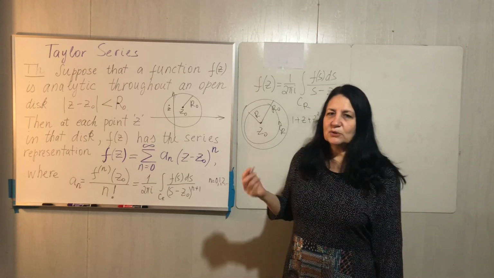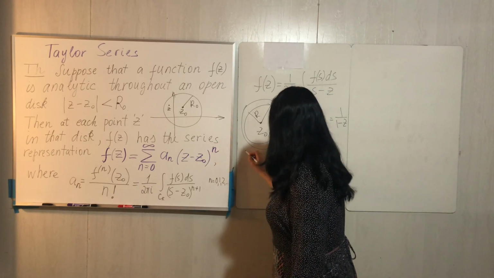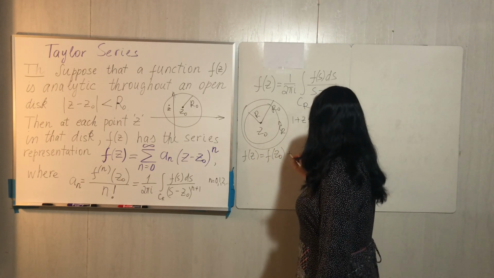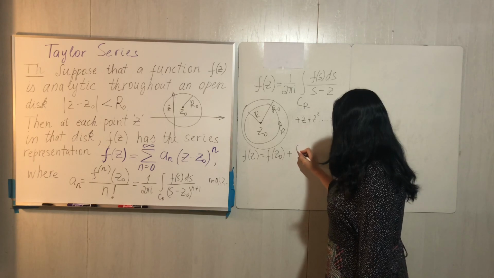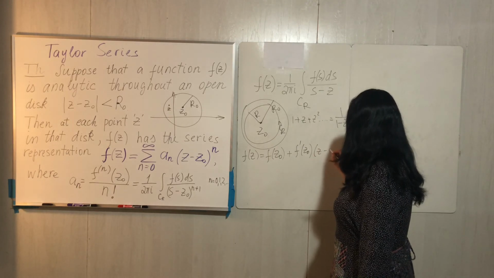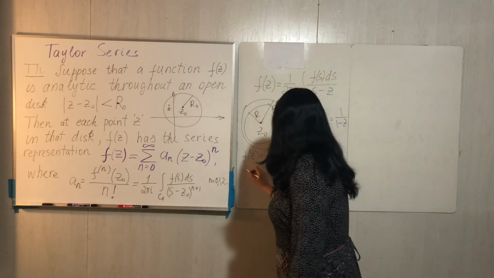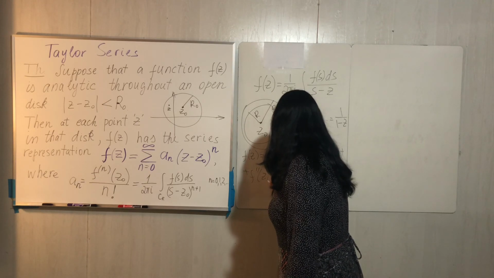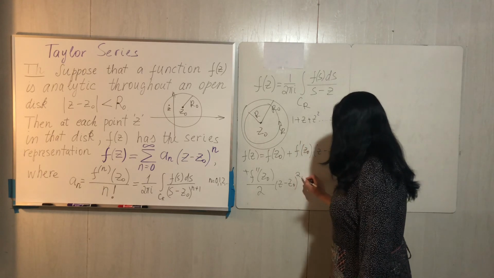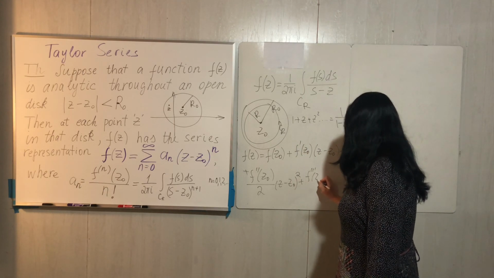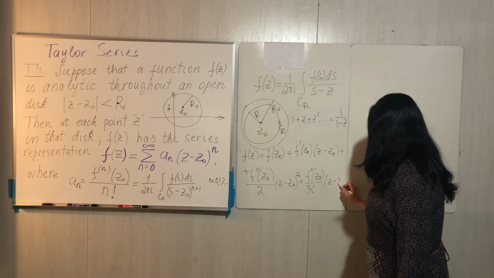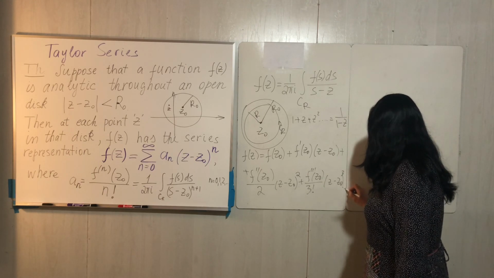And from here we want to show the connection to the formula that f of z equals f at z sub 0, plus the first derivative at z sub 0 times z minus z sub 0, plus the second derivative at z sub 0 over 2 times z minus z sub 0 squared, plus the third derivative at z sub 0 over 3 factorial times z minus z sub 0 cubed, and so on.